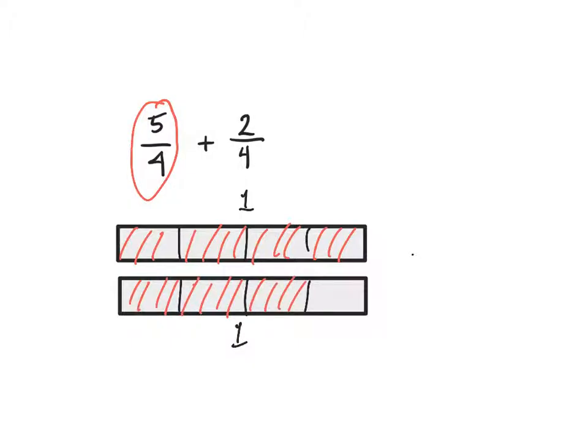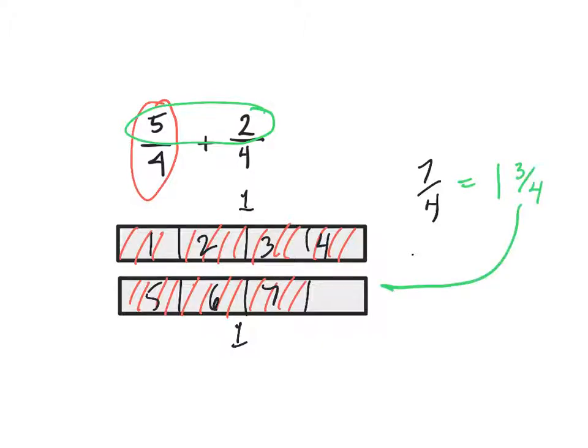So what did that give me? That is 1, 2, 3, 4, 5, 6, 7 fourths, right? And again, all we did was add the numerators. So the rule still applies. And if you think about it, that is 1 and 3 fourths, which is basically what you see in the bar model. 1 whole and 3 fourths.